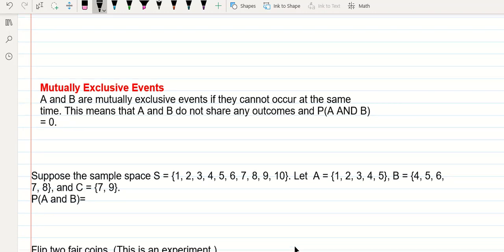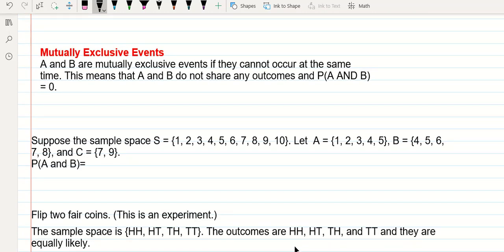All right, mutually exclusive events. A and B are mutually exclusive if they cannot occur at the same time. This means that A and B do not share any outcomes, and the probability of A and B is equal to 0. If we look at our sample space 1, 2, 3, 4, 5, 6, 7, 8, 9, 10, and let A equal 1, 2, 3, 4, 5, B equal 4, 5, 6, 7, 8, and C equal 7, 9.